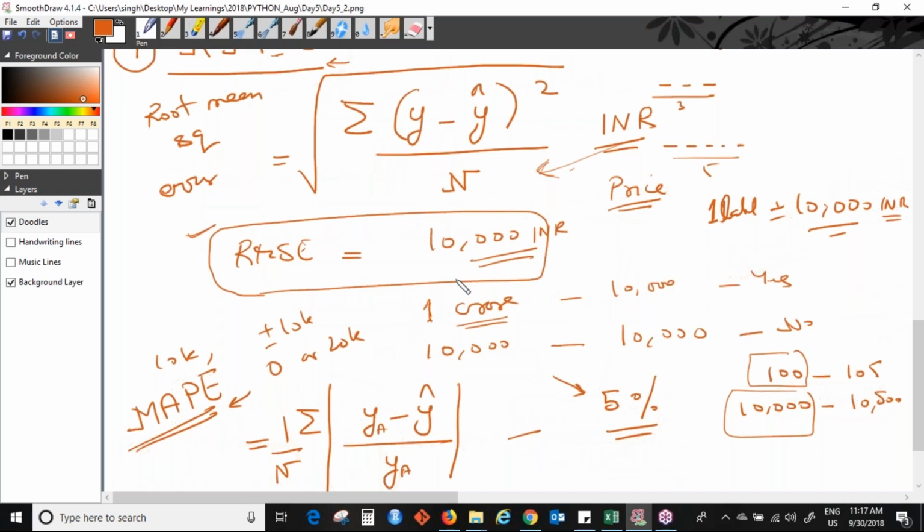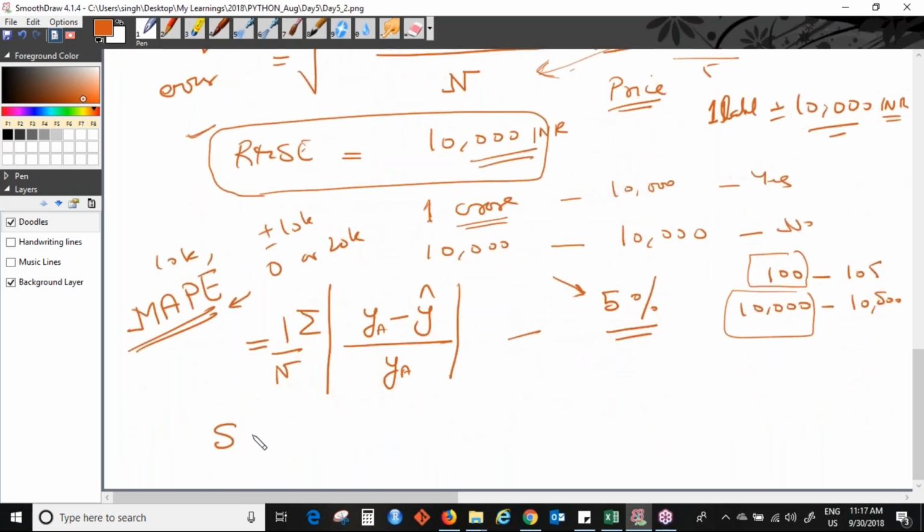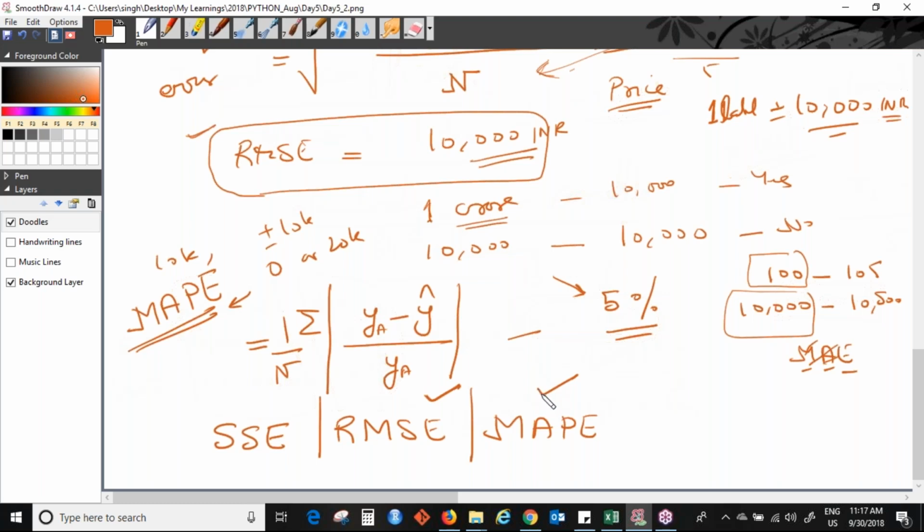Okay, so these are the three error terms that we have, each having their own advantage and disadvantage. One is sum of squared error, one is RMSE, and the other is mean absolute percentage error. You have a lot of others also. You have mean absolute error also, where you take the error, you take the absolute, and you take the mean. You don't take the percentage. But these three are most popularly used. We usually use MAPE and RMSE the most.